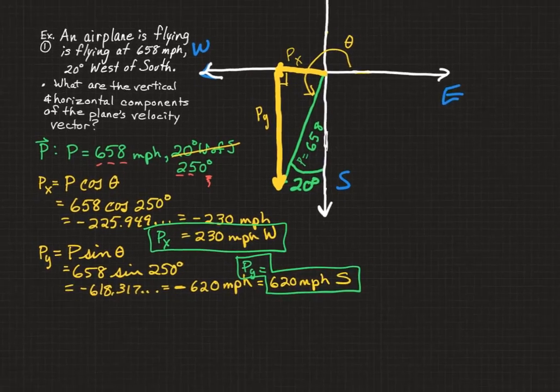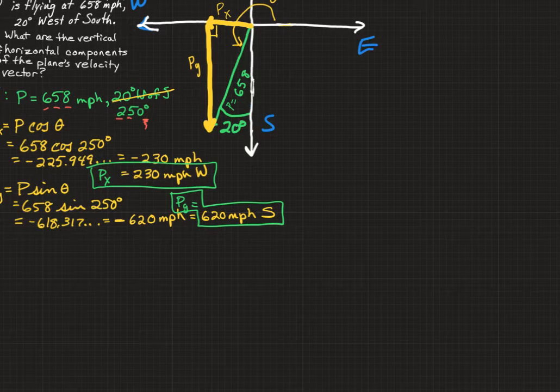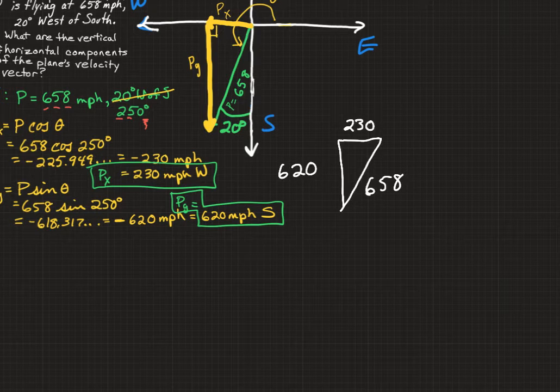Before we move on, let's think about something. How could you check those values? Move that back just a little bit. Remember that what you are working with is actually a right triangle. So what you have is a hypotenuse of 658, a shorter leg of 230, and a longer leg of 620.